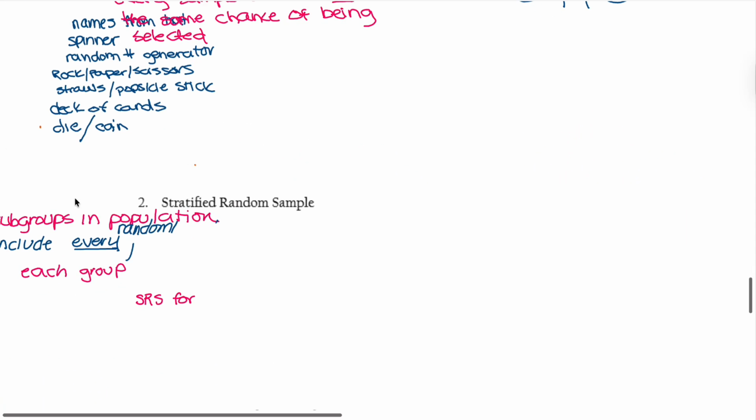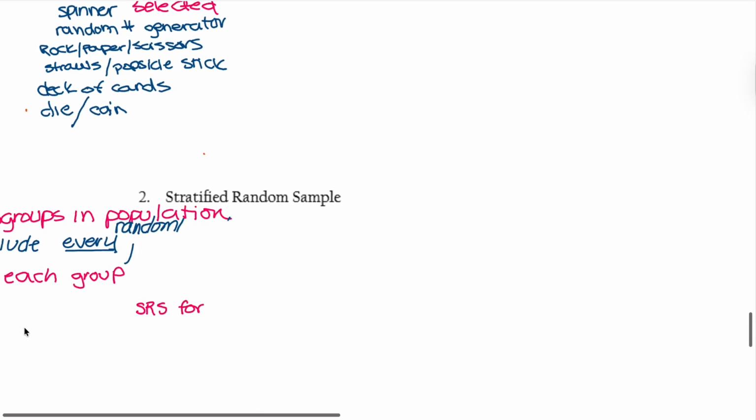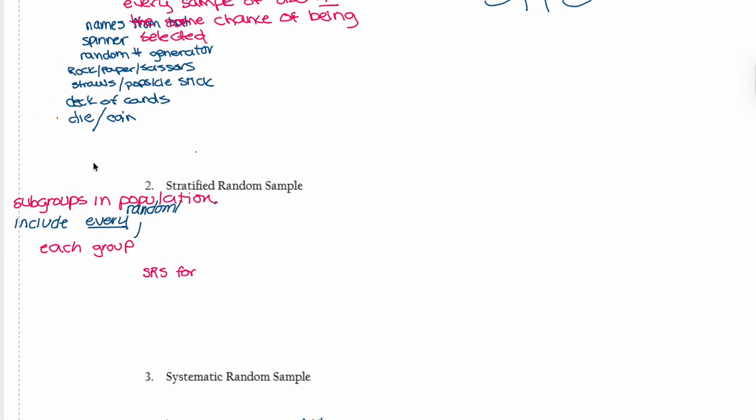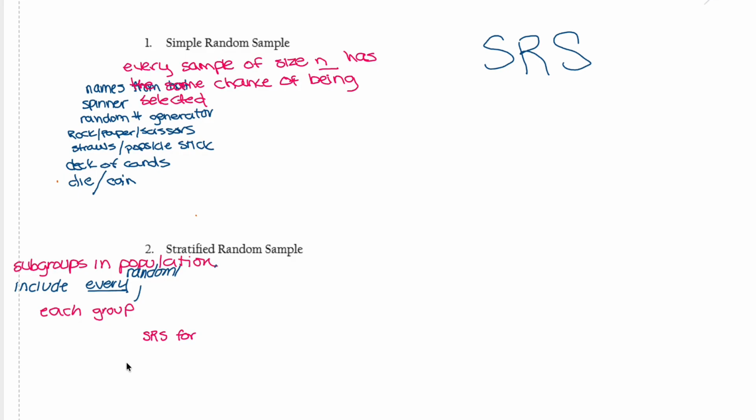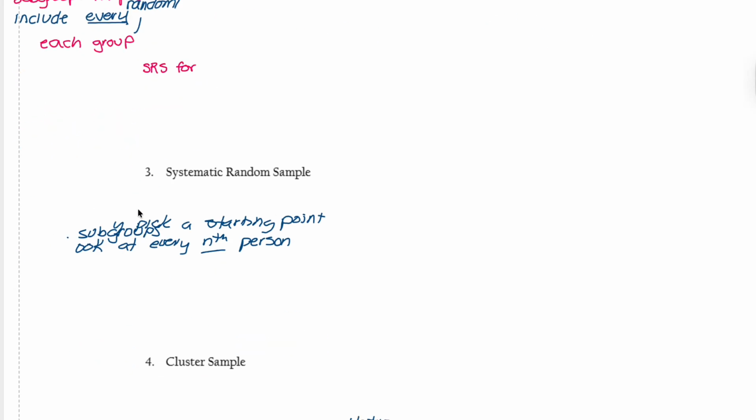Second one is stratified random sample. This means that subgroups in the population are all included, for each group. And I will talk about it later. It's basically a simple random sample for every subgroup that we divide the whole population into, and we do a simple random sample for each subgroup. We collect the results from each subgroup at the end, do an overall examination, and get a real result from it. And the third one is systematic random sample.